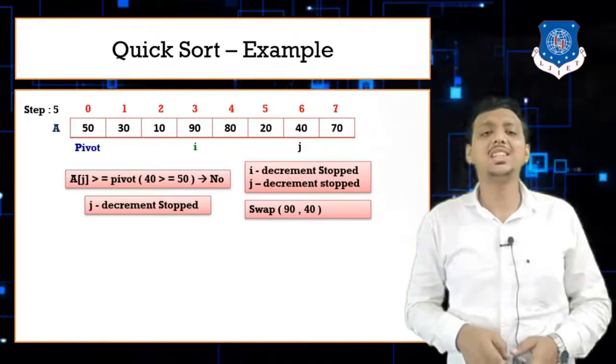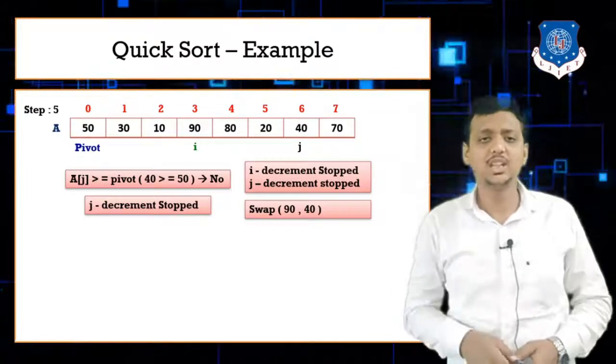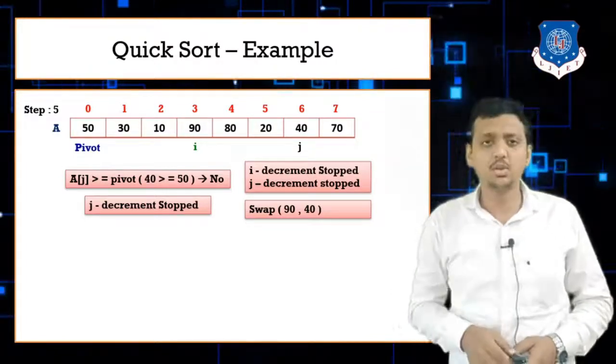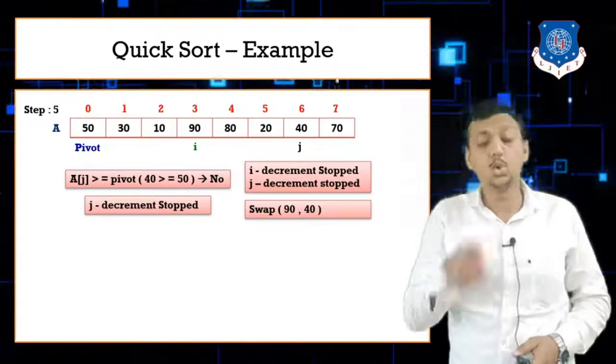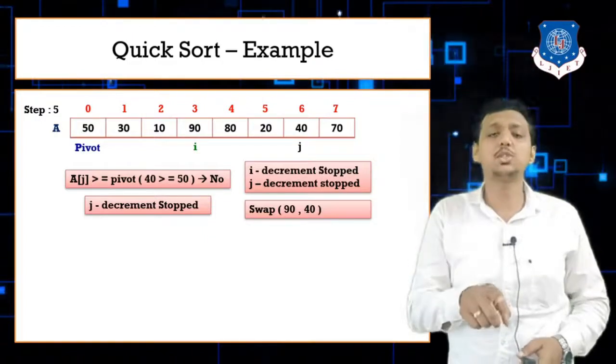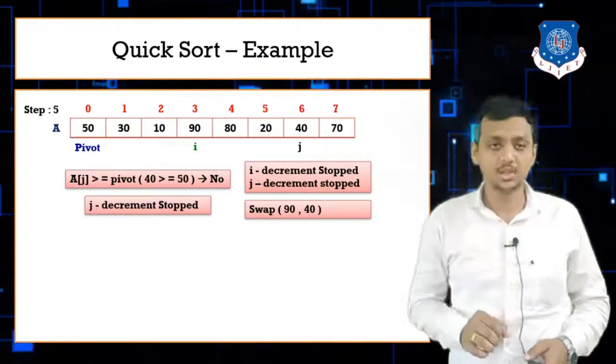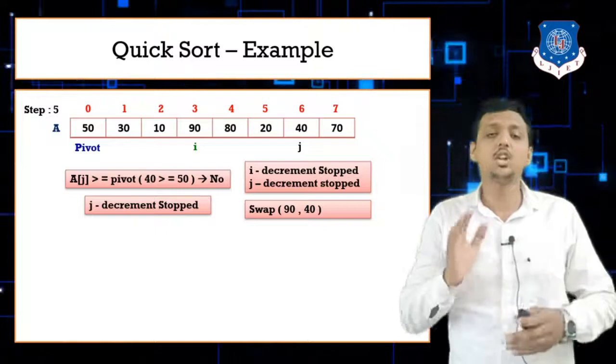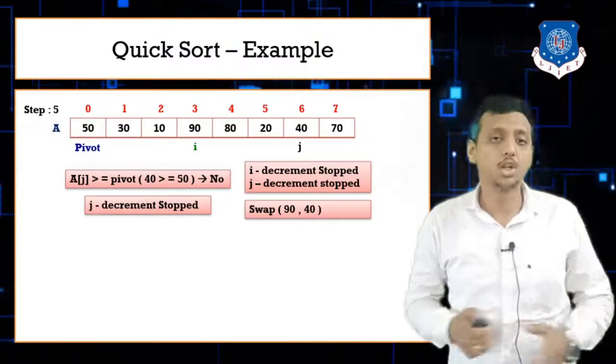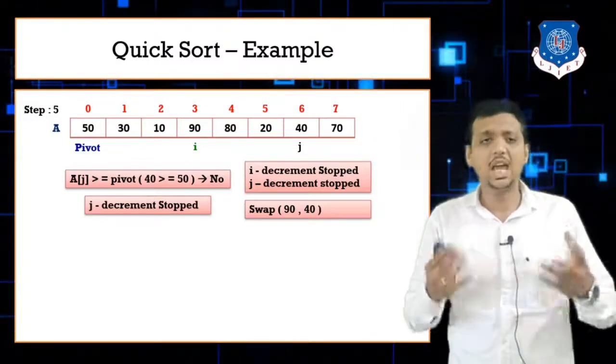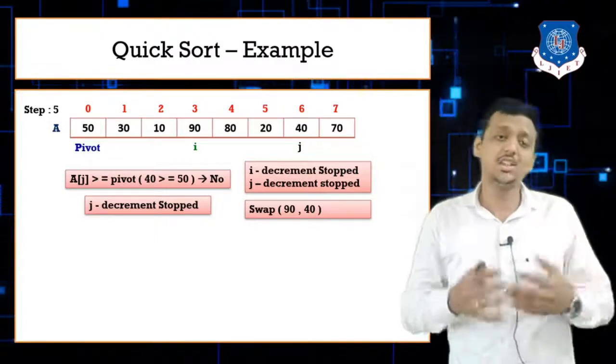Fine. Now again check it out. Is 40 greater than or equal to 50? Yes or no? No. So now at this position my J is stopped. J is not going to be decremented any more. So what happens over here? I is stopped, yes. J is stopped.